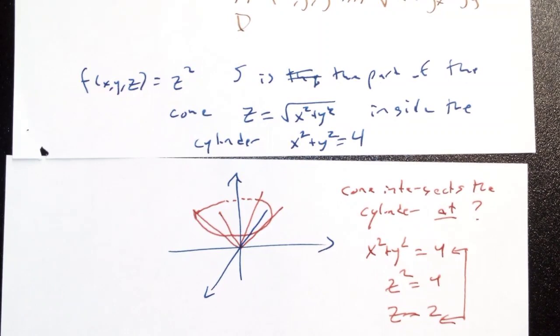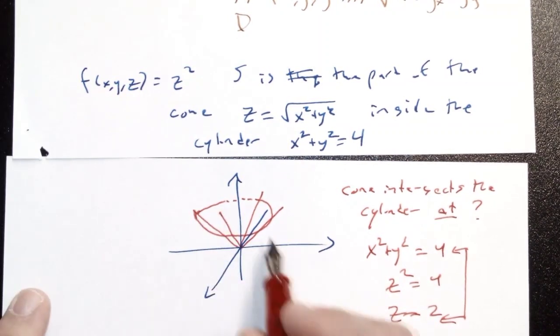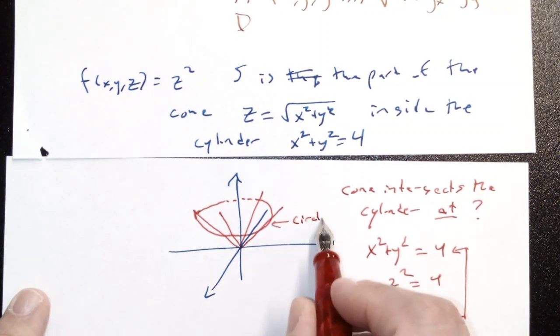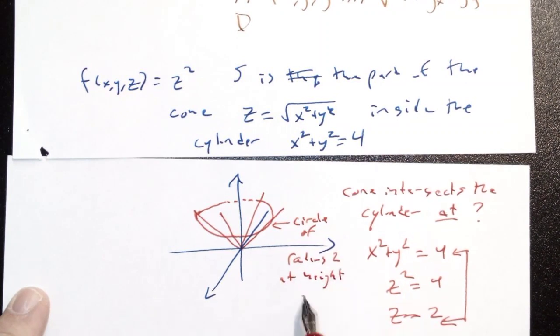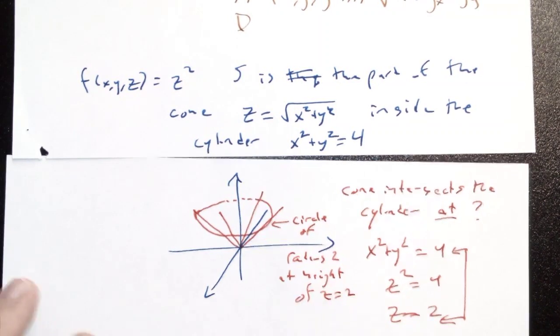So we have a circle. I've actually drawn that circle up here. Let's label it, and we'll say that this is the circle of radius 2 at a height of z equals 2. So I can think of this like a cone-shaped coffee filter, a drinking cup out of one of those old-fashioned tub machines.